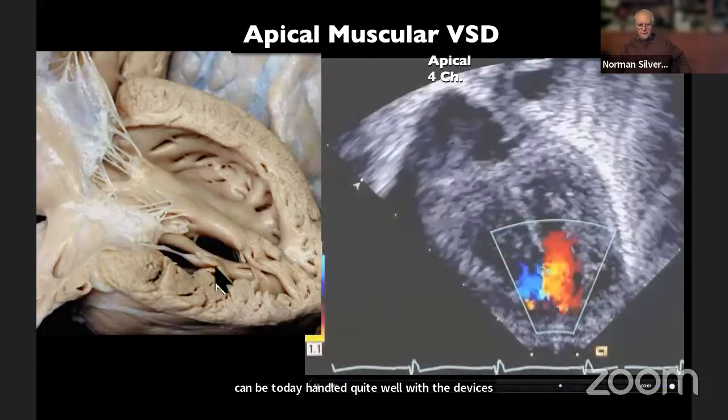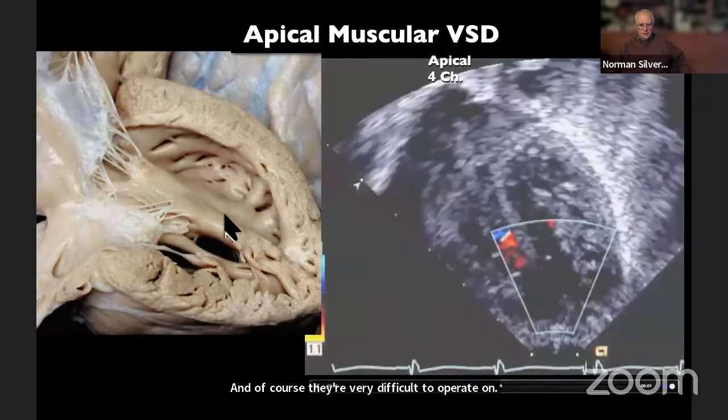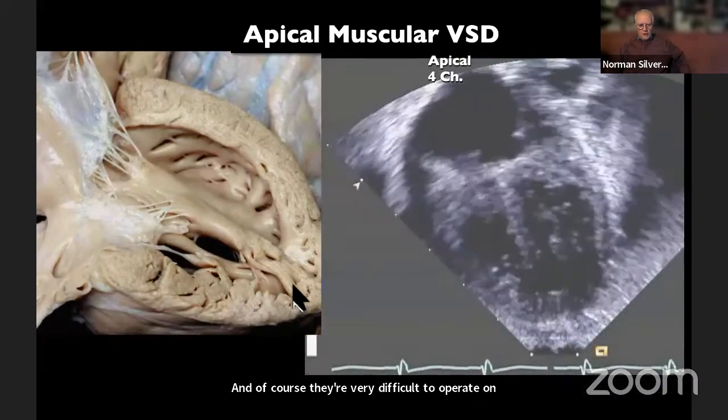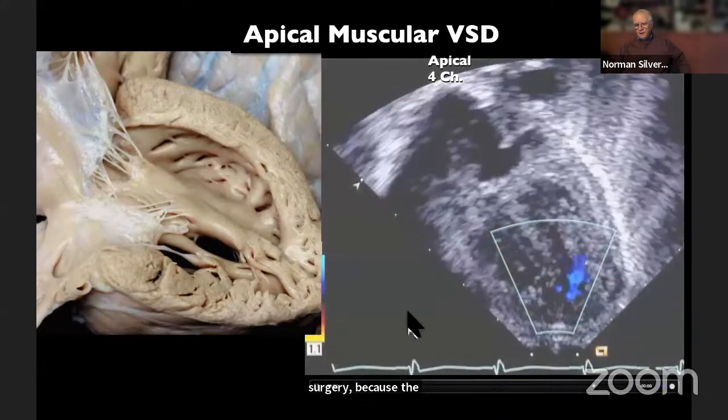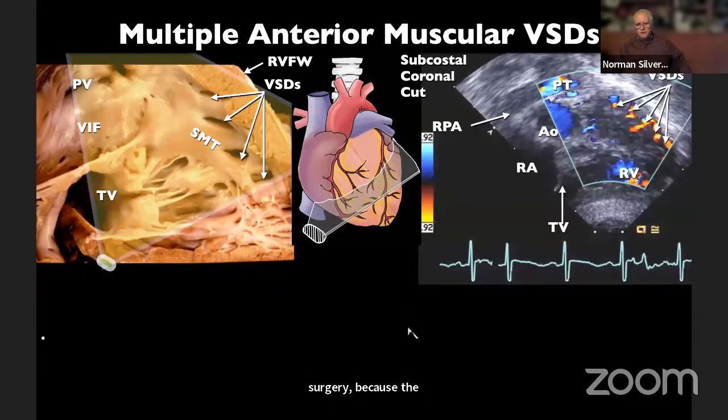And of course, they're very difficult to operate on surgically because the patch has got to go all the way around over here and retain all of these things. And it requires an extensive operation.